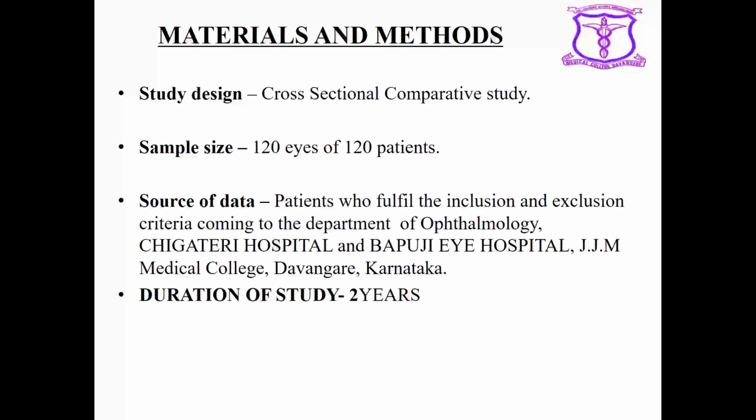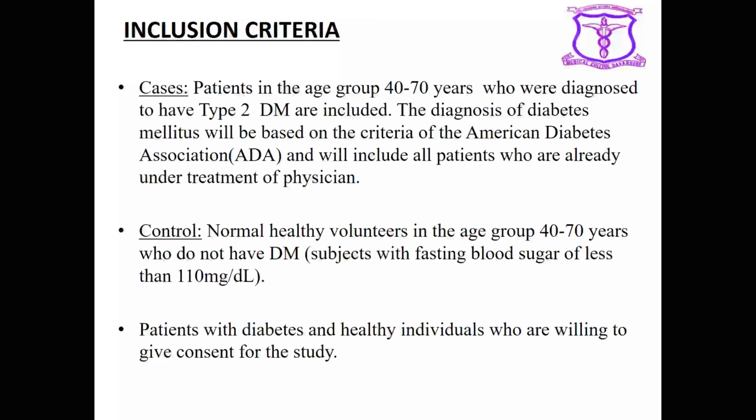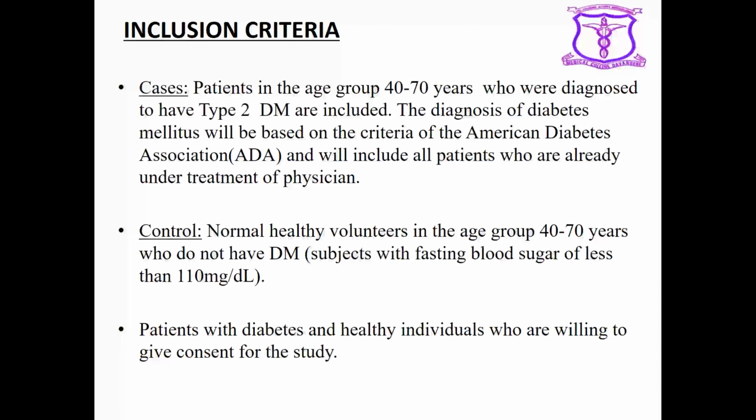Materials and methods. The study design is a cross-sectional comparative study, and the sample size is 120 eyes of 120 patients. For the source of data, patients who fulfill the inclusion and exclusion criteria coming to our department. The duration of the study is 2 years. Inclusion criteria: cases are patients in the age group of 40 to 78 who are diagnosed with type 2 diabetes mellitus. The diagnosis of diabetes mellitus will be based on the criteria of the American Diabetes Association, and includes all patients who are already under the treatment of a physician.